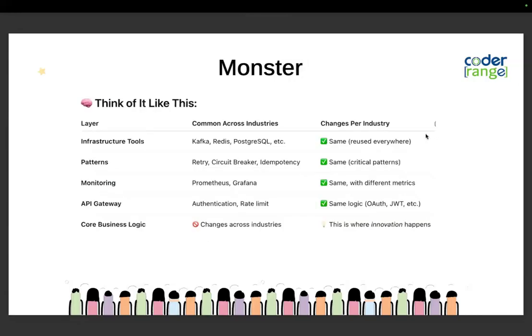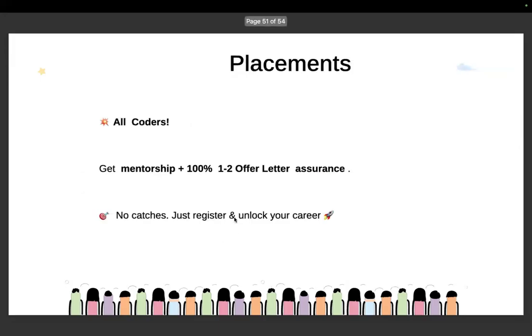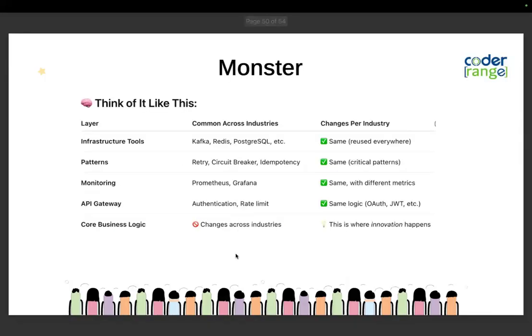So what I would say, as an architect or as a senior developer or as a junior developer, always try to learn systems, but the system has a core business logic. If you see, in the systems, the infrastructure tools, the patterns, the monitoring, and the API gateway are all common across all industries. But the core business logic for a business problem is where innovation happens. And this innovation is changing across the industries. This is the key learning for today, and that should give you a happy smile today, because I hope most of you would have some takeaways here, because you know some of the business logic implementations here.